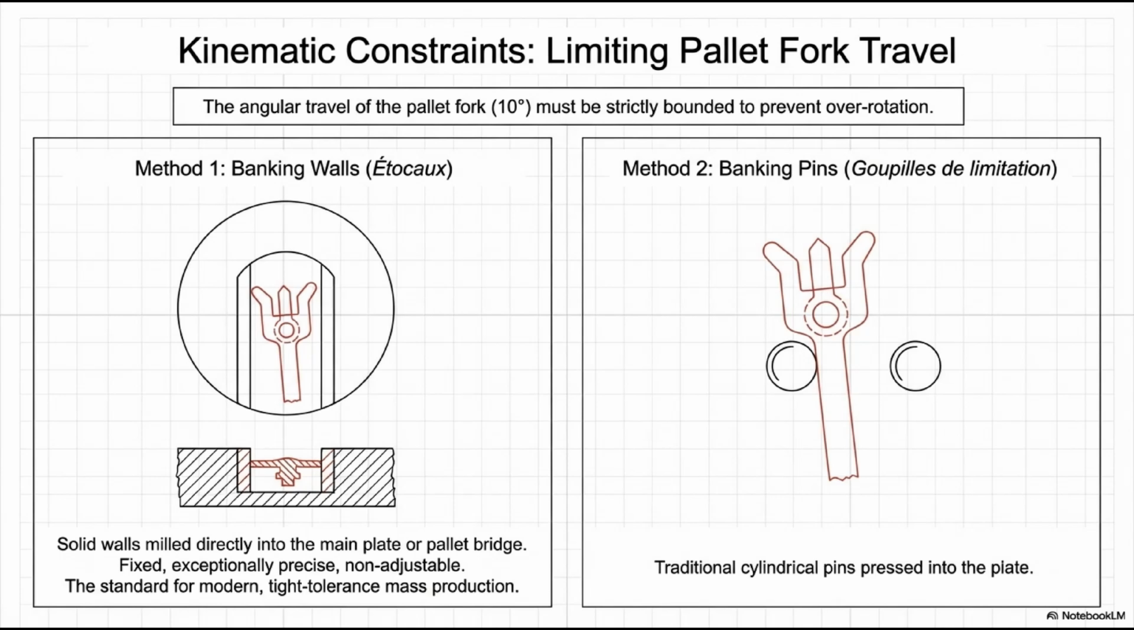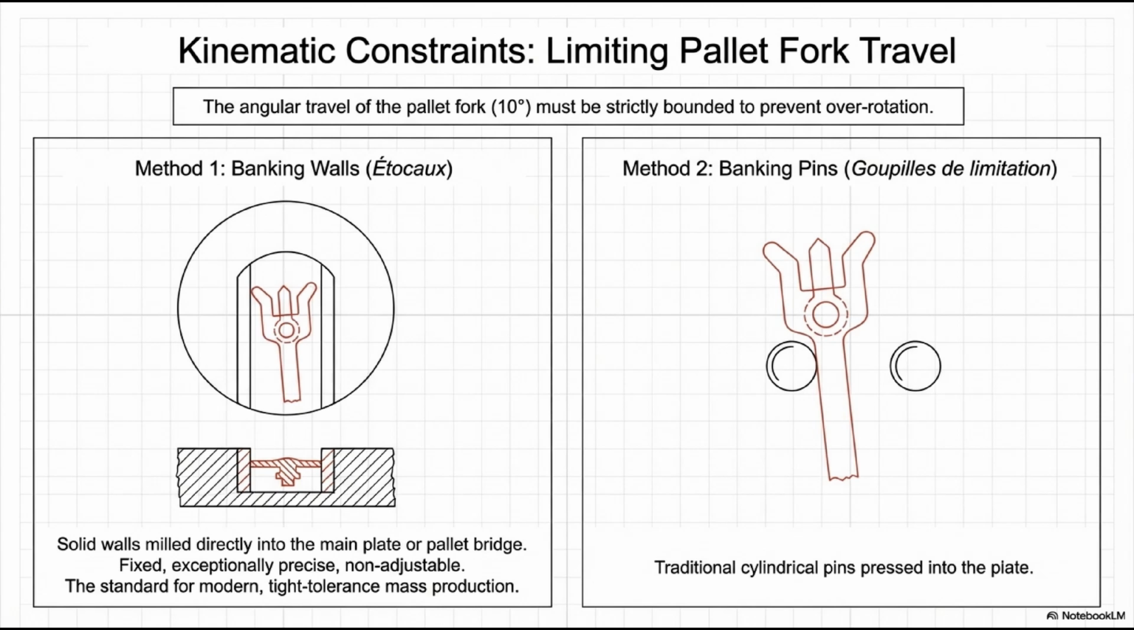We've established that the pallet fork travels only about 10 degrees from one banking position to the other, a tiny range, but it must be controlled with absolute precision. Too far in either direction and the mechanism jams or reverses. Two methods of limiting that travel exist, and this slide shows both.